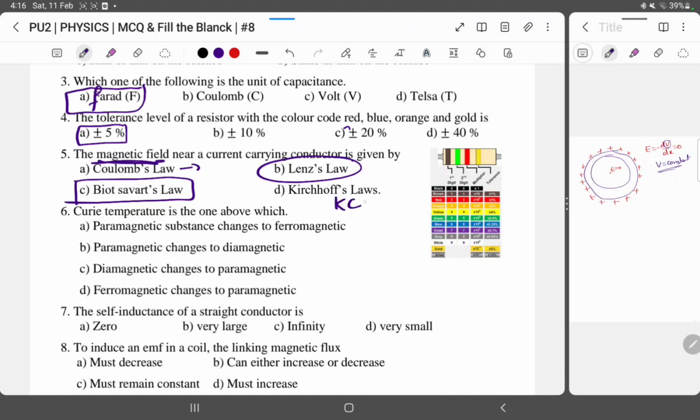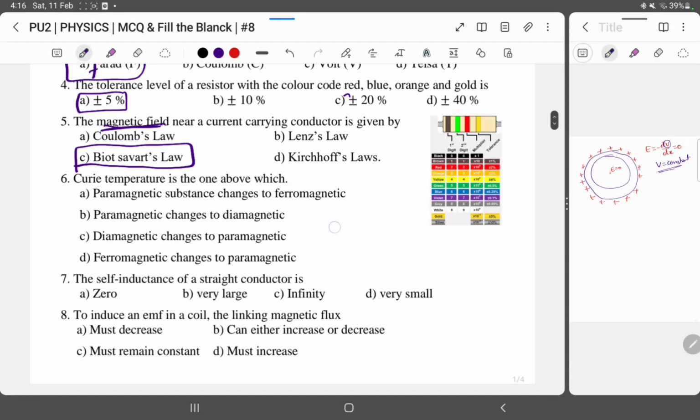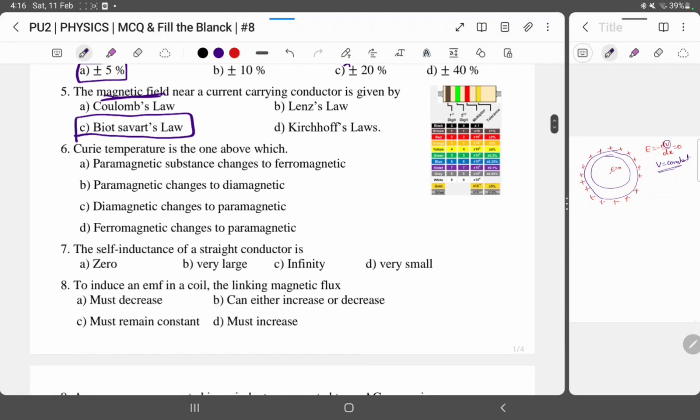And here Kirchhoff's current law and Kirchhoff's voltage law is there, and that also you have already studied in Wheatstone bridge, right? Now the magnetic field is given by the Biot-Savart's law. Do remember that. So option C is correct. Next, Curie's temperature is the one above which the ferromagnetic material will become paramagnetic material.